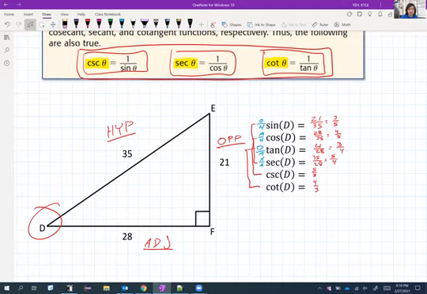So this is the first kind of problem that you're going to be seeing that you need to know how to handle. Can you list out these trig function values just by grabbing these side lengths and those ratios?